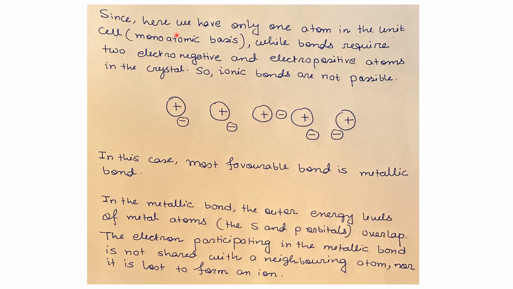Since here we have only one atom in the unit cell, that is a monoatomic basis, while ionic bonds require two atoms, electronegative and electropositive, in the crystal, ionic bonds are not possible in our case. In this case, the most favorable bond is the metallic bond. In the metallic bond, the outer energy levels of the metal atoms, the s and p orbitals, overlap. The electron participating in the metallic bond is not shared with a neighboring atom, nor is it lost to form an ion.